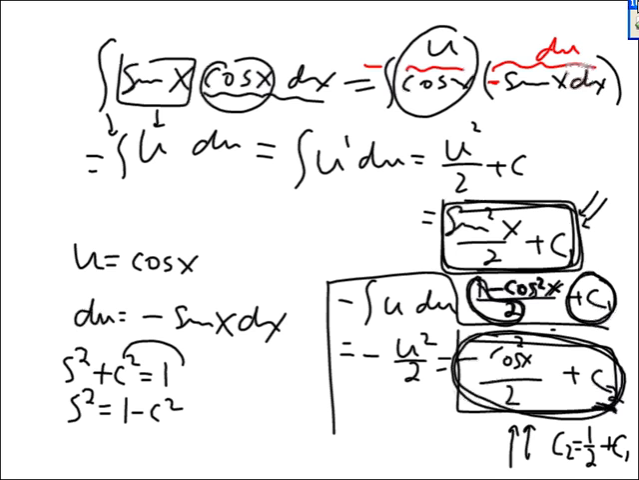Okay, so they differ by a constant. The bottom one, the C2, is a little bit more than C1. It's a half more every time. If C1 is 7, then C2 is 7.5. If C1 is 10, then C2 is 10.5. They just differ by a constant. If you subtracted them, they would differ by a constant. Okay, that finishes the lecture on trig integrals.